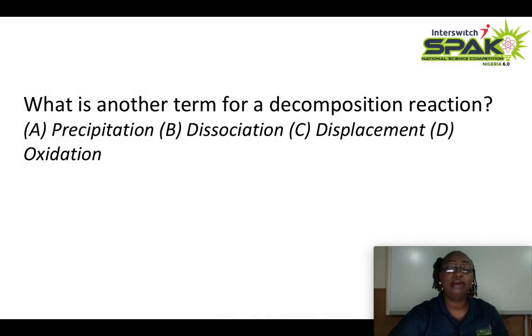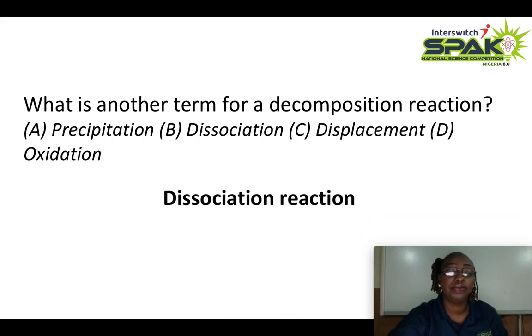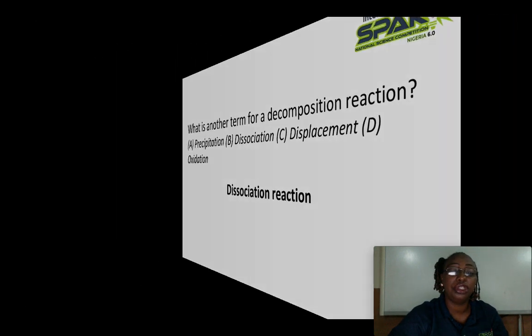What's another term for a decomposition reaction? Is it precipitation? Is it dissociation? Is it displacement or oxidation? So the answer is dissociation reaction. Dissociation is another term for decomposition reaction. Others are types of reactions: we have precipitation, we have displacement, and we have oxidation.